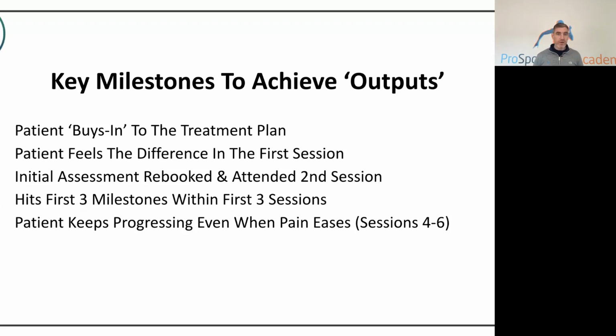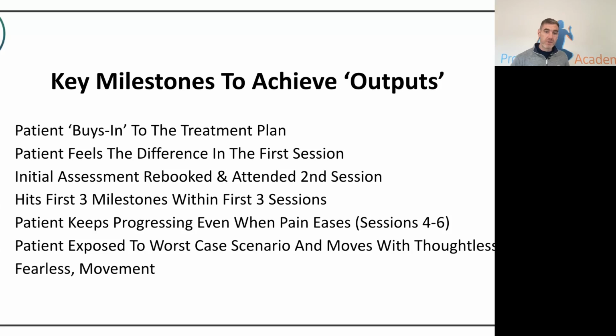In stage 5, all you're doing is going, okay, you've told me you wanted this. Here's where we're at in the plan. Here's what we've got left to go. That's essentially the key actions in stage 5. And then we get them to stage 6, which is the patient's being exposed to the worst case scenario and they're moving with thoughtless, fearless movement. So stage 6, basically, the key actions there is that we've actually exposed them to these things.